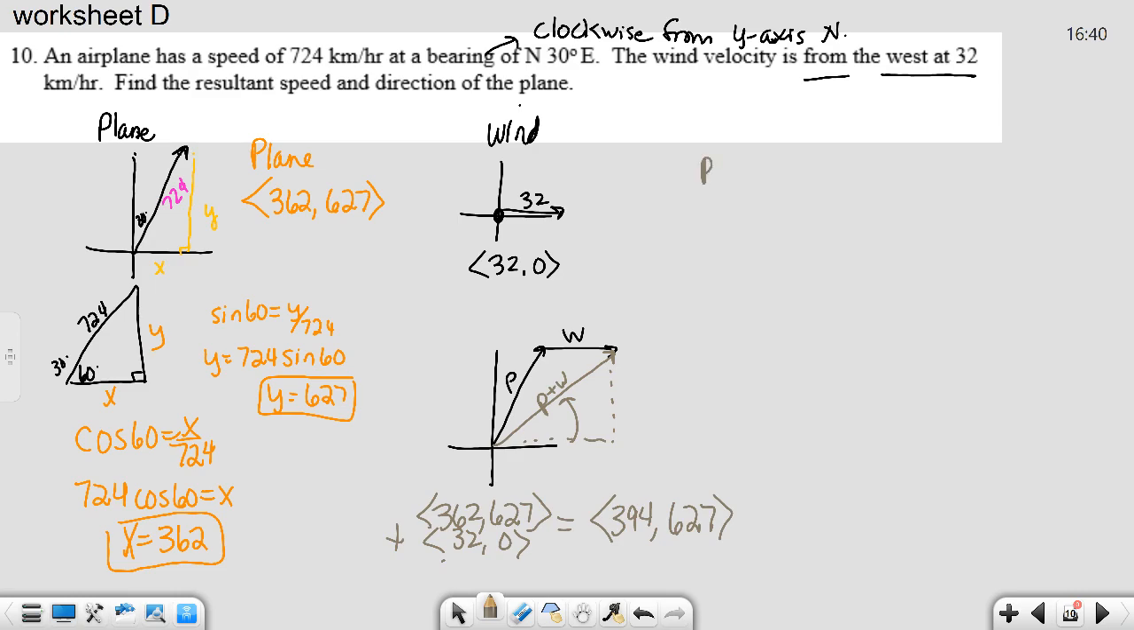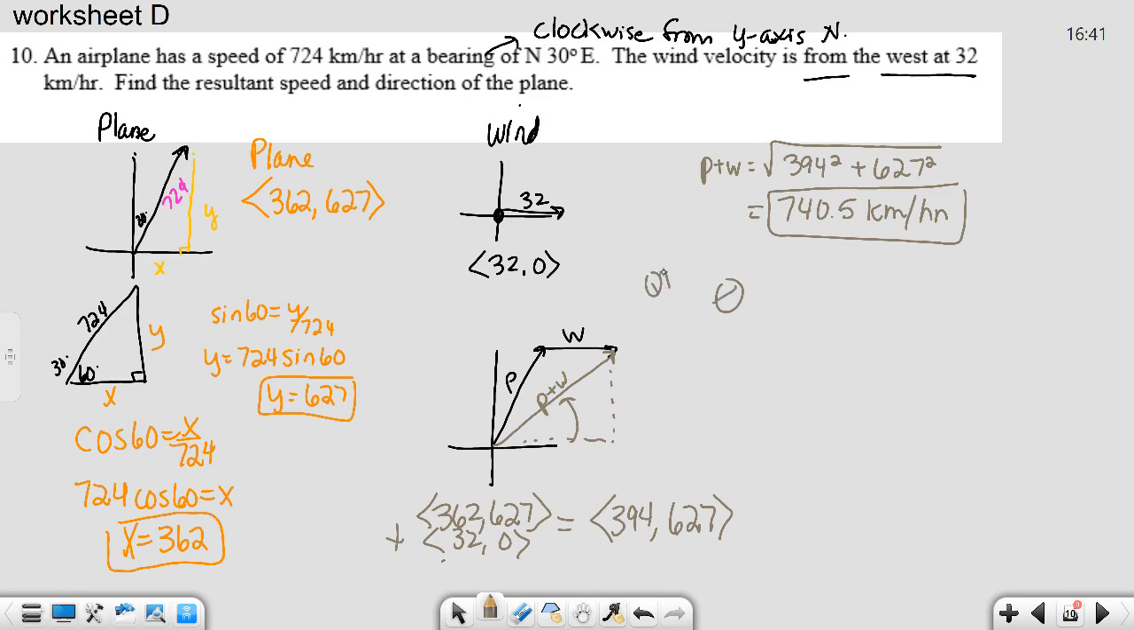All right, so plane plus wind, square root of 394 squared plus 627 squared. And that will simplify to give us approximately 740.5 kilometers per hour. Make sure you use your units of measure correctly. When we are looking for its angle, this is so nice. I'm so happy we're in quadrant 1. Yay, quadrant 1.